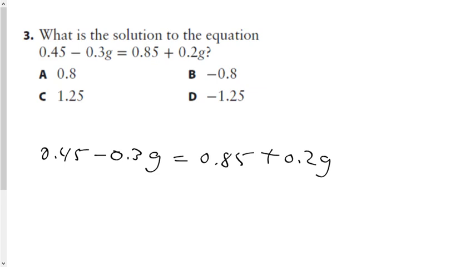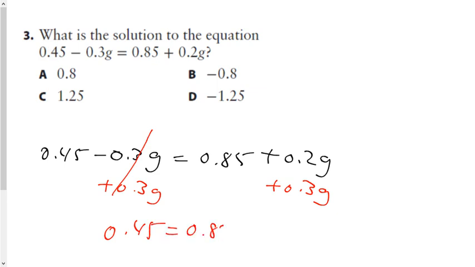But we did say that if you get rid of it on the side that has the least amount, you're more than likely going to keep it as a positive coefficient. So the least amount of g is negative 0.3. So I'm simply going to add 0.3g to both sides. That creates a zero pair. I get 0.45 is equal to 0.85.